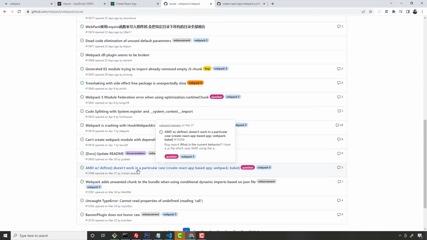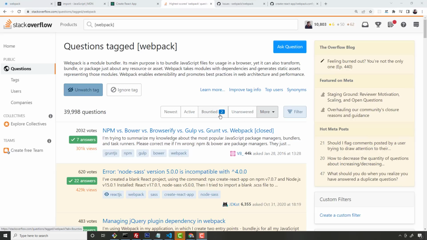I mean, any one of these things, you could just read it and just know, man, each one looks like a complete hellish nightmare. Another indication that this is a complicated beast is that there are now 40,000 questions on Stack Overflow. And I would say most of the time when I run into a Webpack issue on GitHub, I'm usually finding the answers to the problem on GitHub, not Stack Overflow.